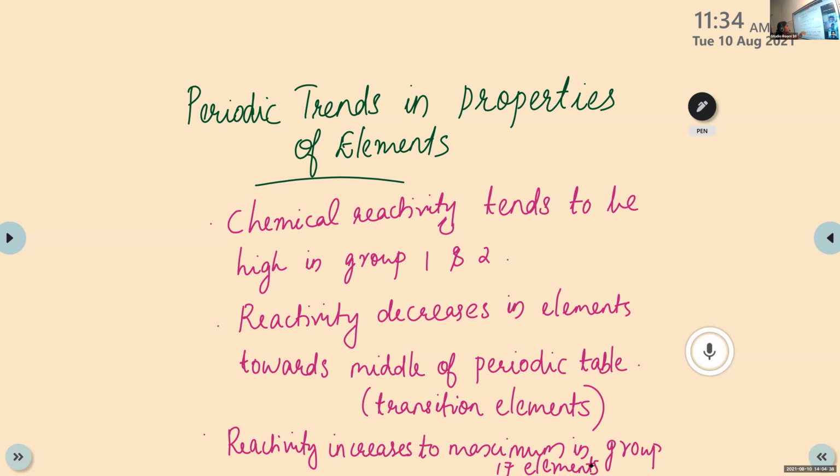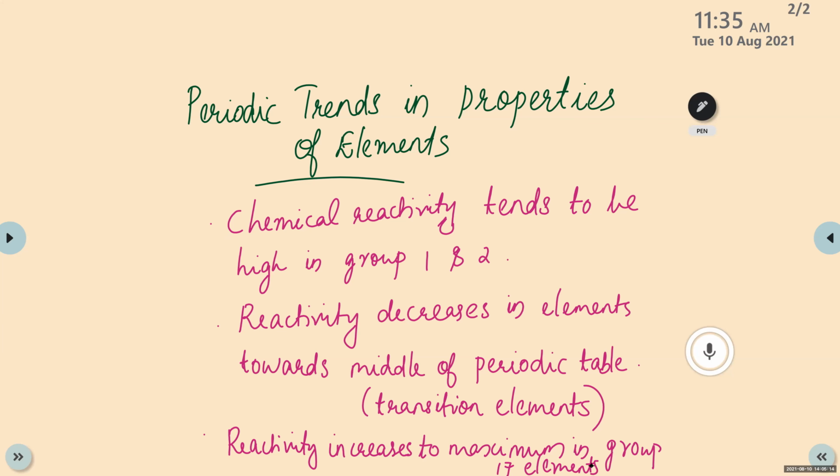So chemical reactivity tends to be high in group 1 and 2, especially in 1, it is more compared to 2. Then the reactivity decreases in elements towards the middle portion of the periodic table, that's with transition elements. Then reactivity again increases to maximum in P block elements, especially group 17 halogens. So group 1 and group 17 have higher reactivity. Clear? This is clear, children? Yes.